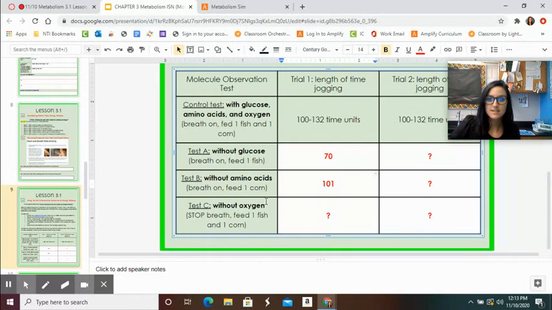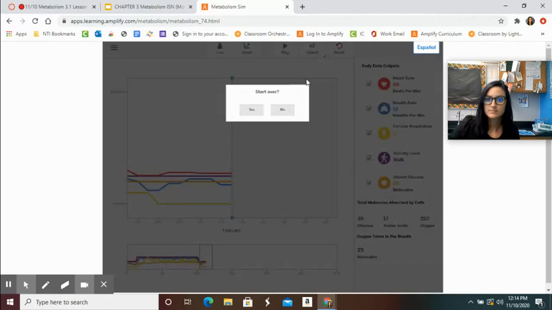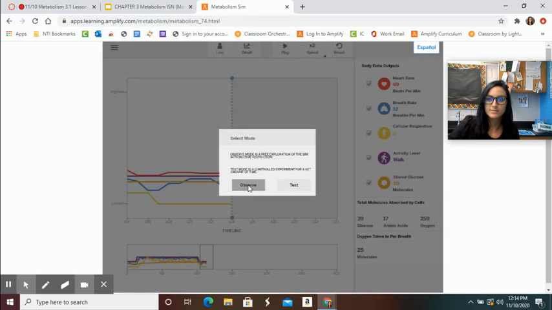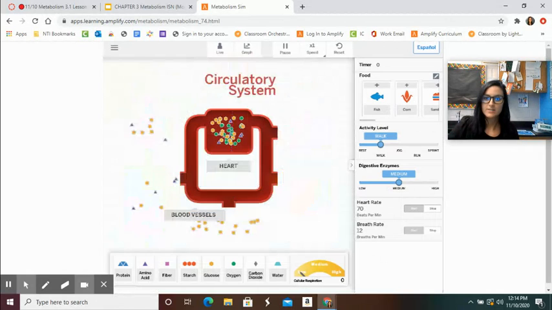And then our last test is without oxygen. So we're going to stop the breath and feed 1 corn and 1 fish. So I'm going to reset. Start over. Observe. And so I'm going to feed one fish, 1 corn.